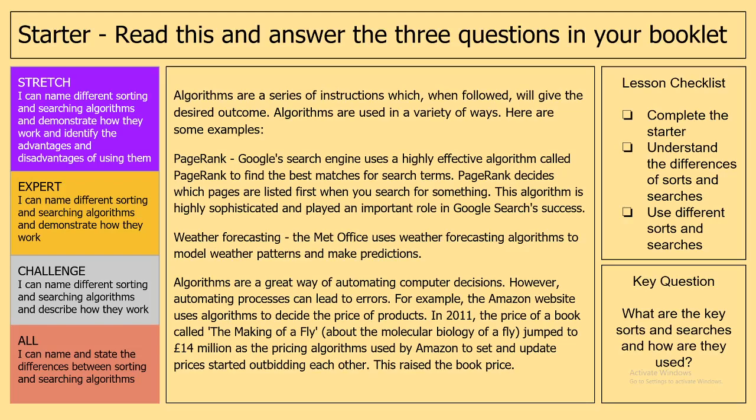for today's lesson. By the end of this lesson, by the end of this video, you need to complete the starter, which hopefully you've already done. You need to understand the differences of different sorts and searches which computers use, which we're going to be looking at. And you're also going to be needing to use different sorts and searches. So we're going to be looking at how a computer finds information, how it searches for it, how it organizes it. And then you're going to apply that to different scenarios which you can find in your booklet.